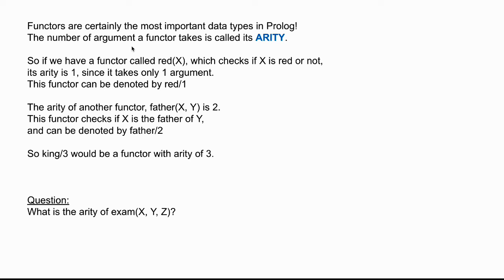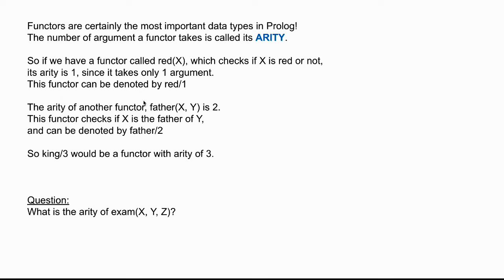And the number of arguments a functor takes in Prolog is called its arity. Okay, so if we have a functor called red(x), and this checks if the variable x is red or not, its arity is 1, since it only takes one argument. And this functor can be denoted by red/1. So what this means is that red is a functor which takes one argument.